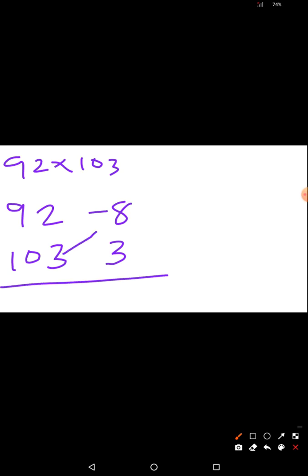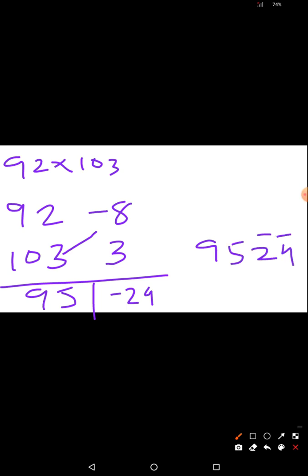92 into 103. So what you have to do? 92 minus 8, and 103 is 100 plus 3. So whichever you are comfortable with, you can do. I think 92 plus 3 is easy, right? So we'll go for this 92 plus 3. So we'll get 95 and you will get minus 24. So we have 2 digits, right? So 9524, with 2 and 4 with a bar.